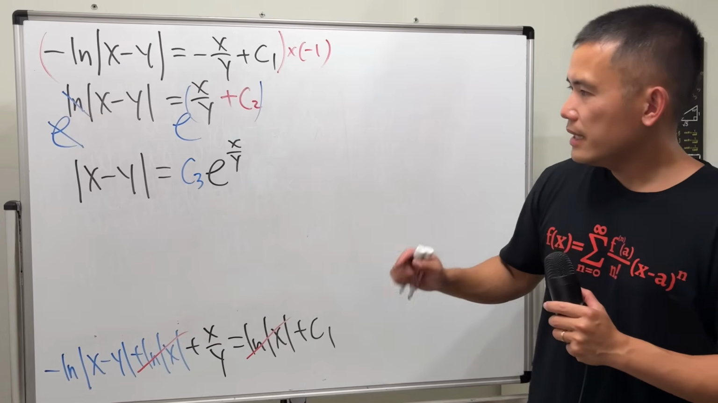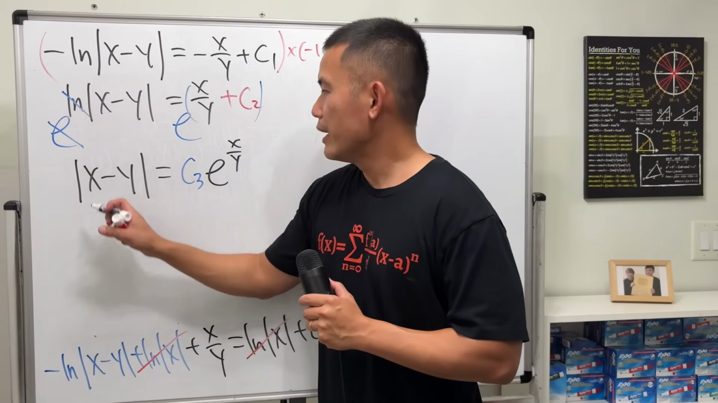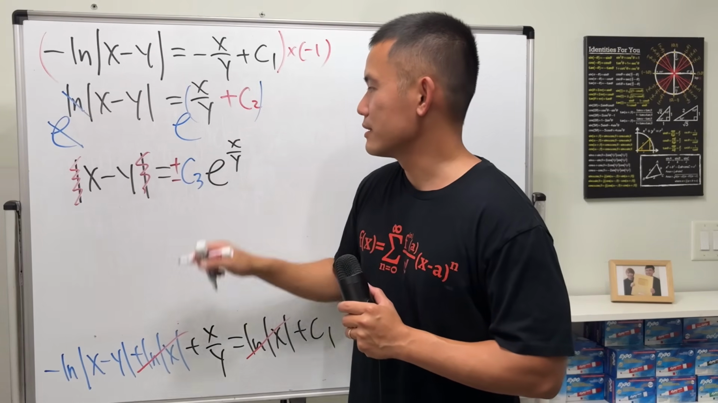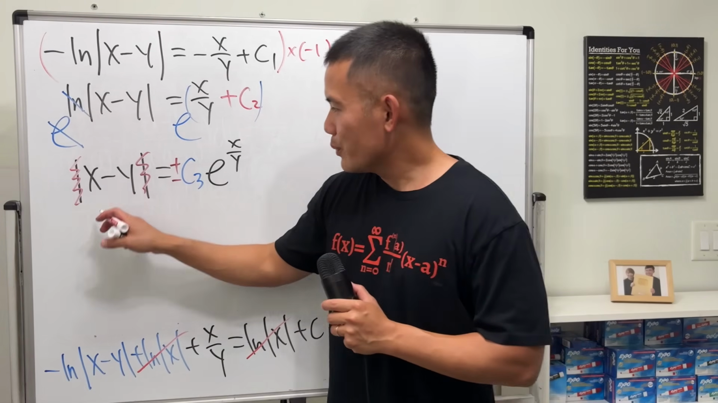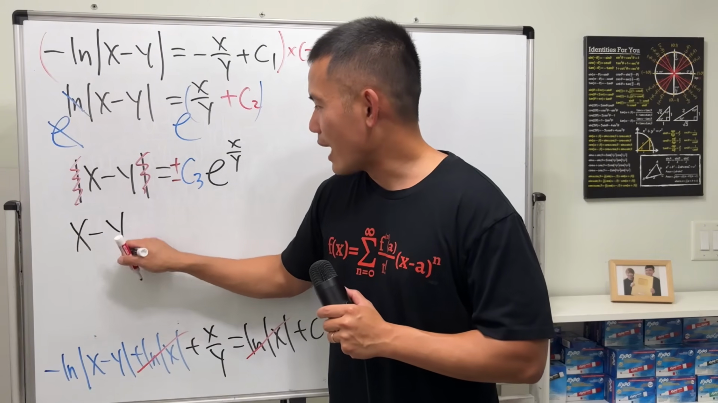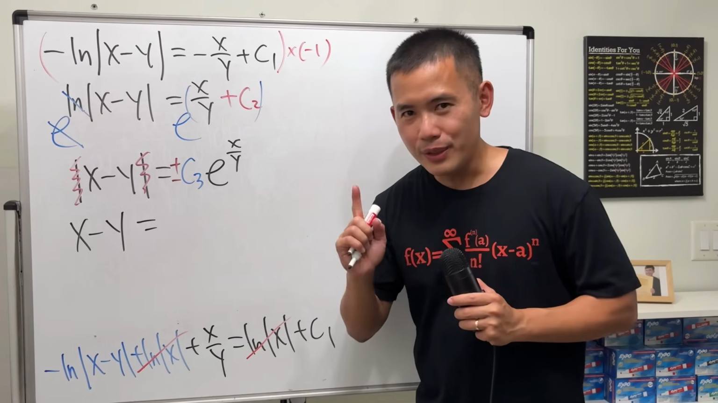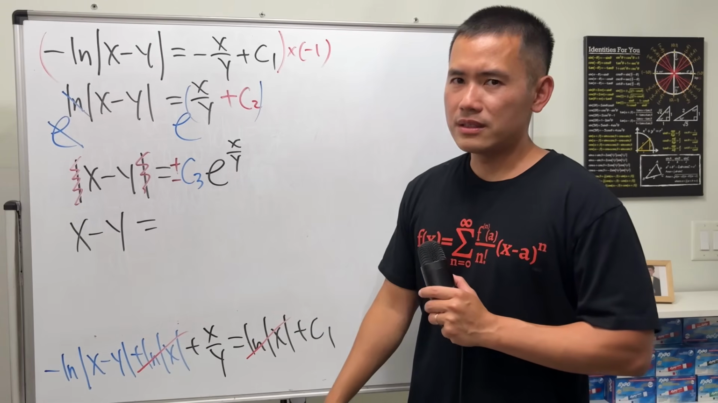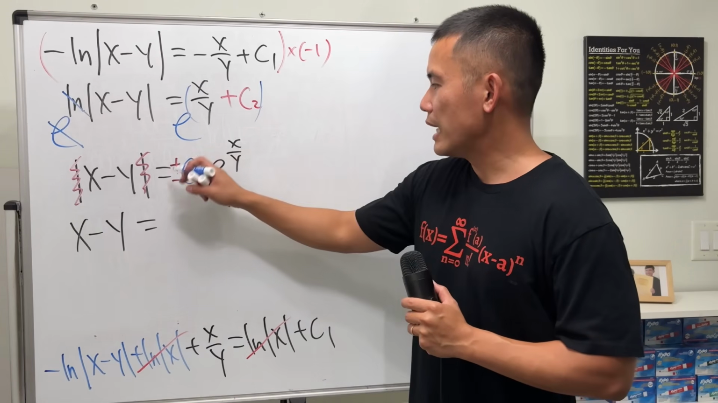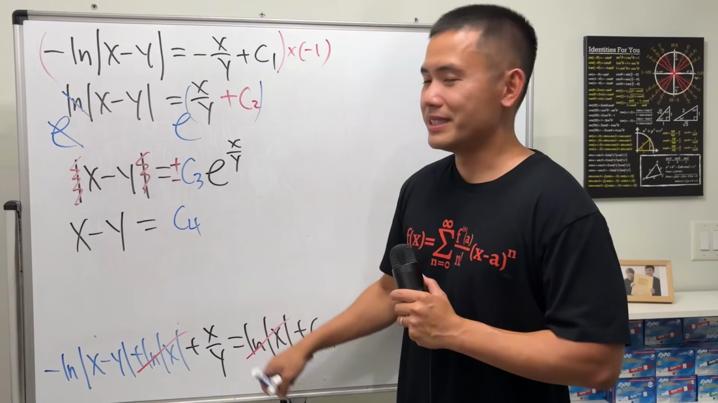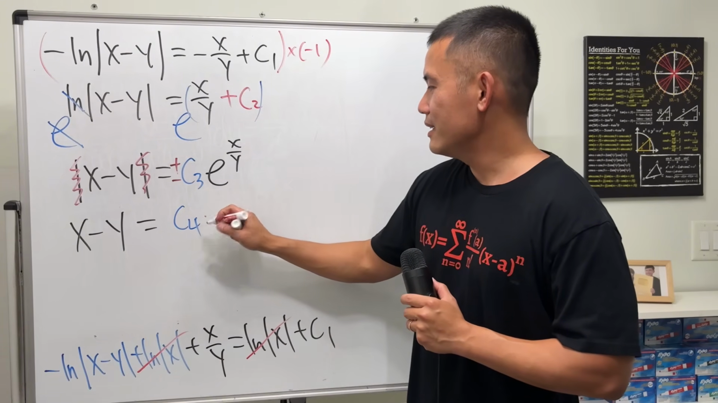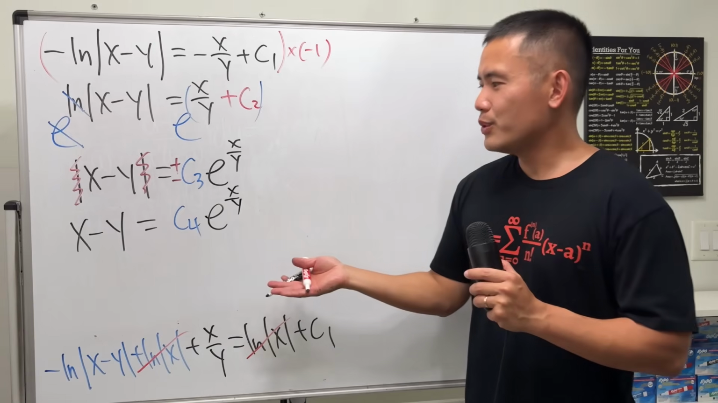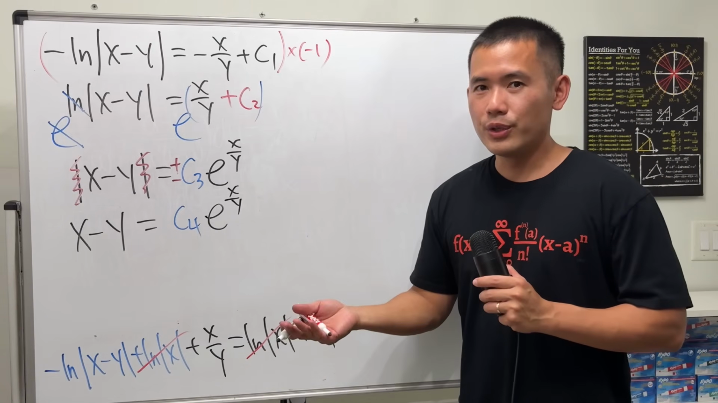Okay, then we are going to get rid of the absolute value, and to do so, you can just get rid of it, but don't forget to put a plus or minus on the other side. And now we have x minus y is equal to, here we go again, positive c3 is a constant, negative c3 is also a constant, so I'm just going to group them as another constant, call it c4. And then we have e to the x over y power. And this is pretty much it. You have a general solution to that differential equation.